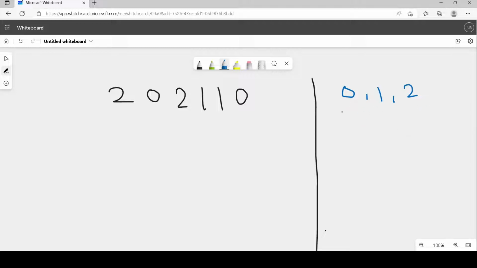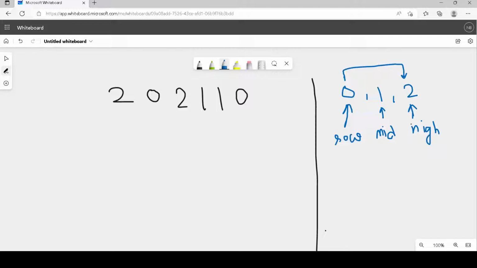Okay, I will take 3 pointers for these 3 numbers. I will call these 3 pointers low pointer, mid pointer and high pointer. Let us assume that 0 is the lowest number among these 3 numbers, so I will take 0 as my low pointer. 1 is the middle number among 0, 1 and 2, so I will take 1 as my middle pointer, and 2 is the highest number, so I will take 2 as my high pointer.